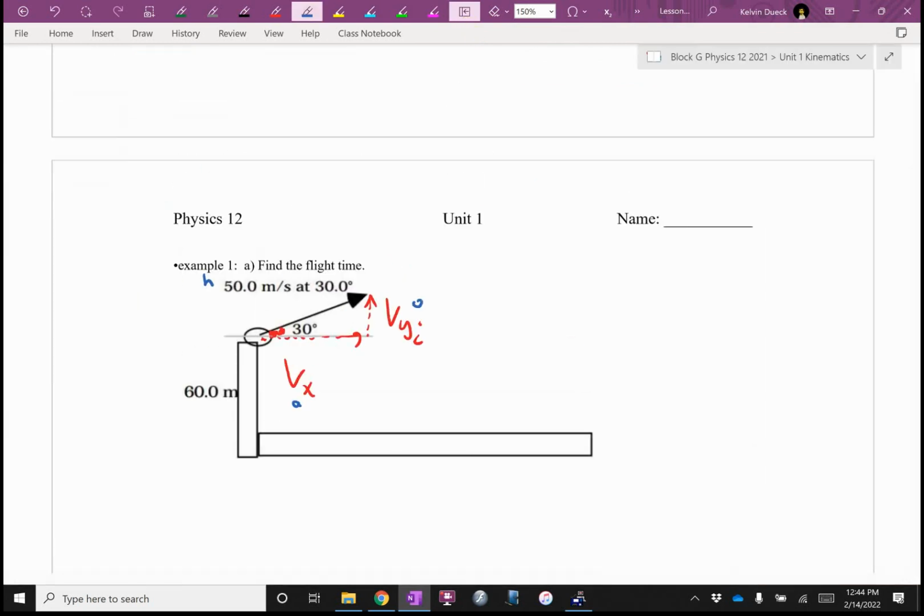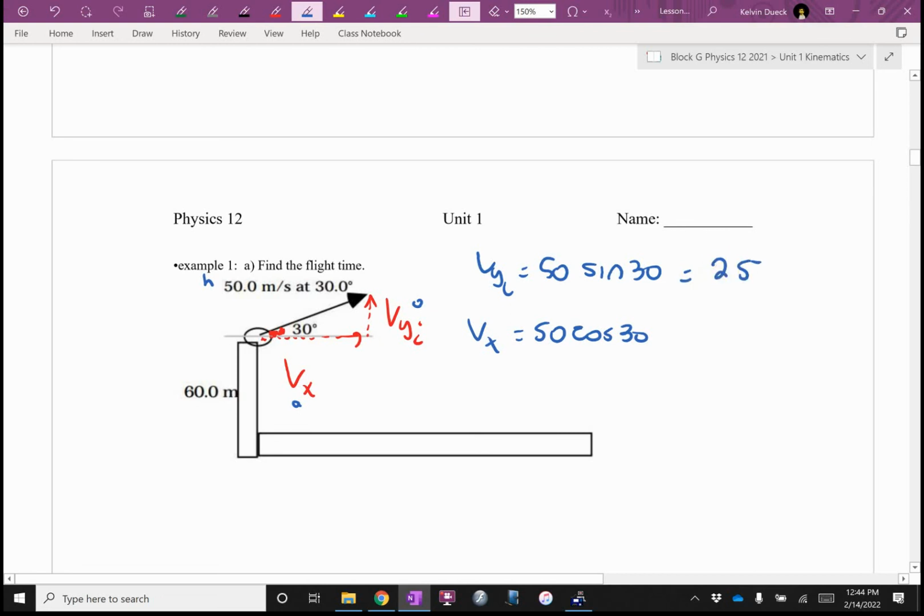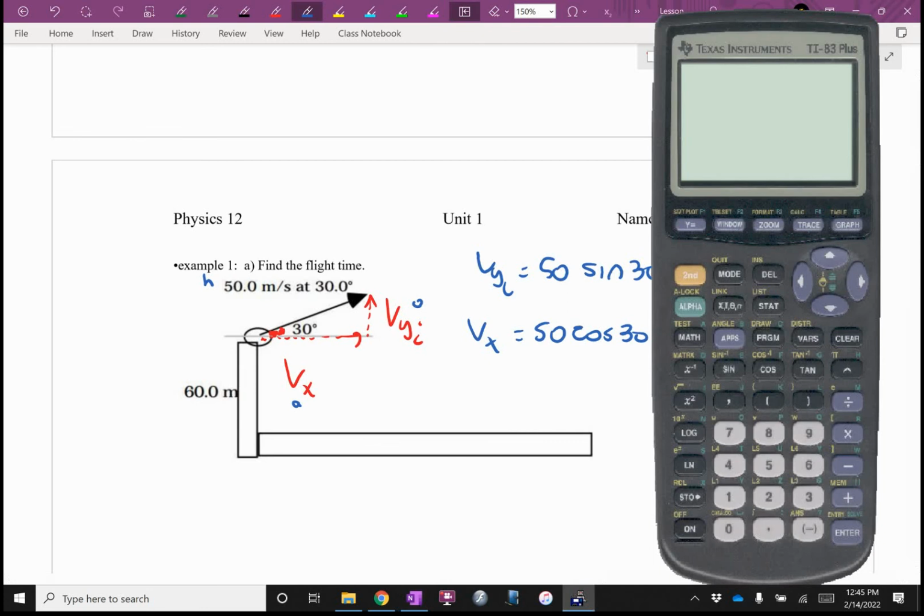So you're telling me Vy is going to be 50 sine 30 when I do the trig. Can you guess which trig function Vx is going to be? Of course you can. Okay, so if you're looking for a stupid hack, Vy will be sine, Vx will be cos. I think Vy works out bang even to 25, yes? Vx is going to be a decimal.